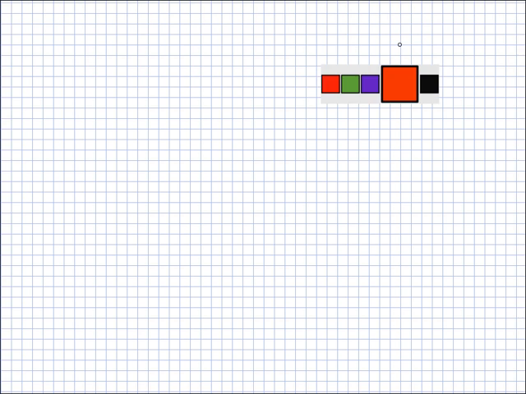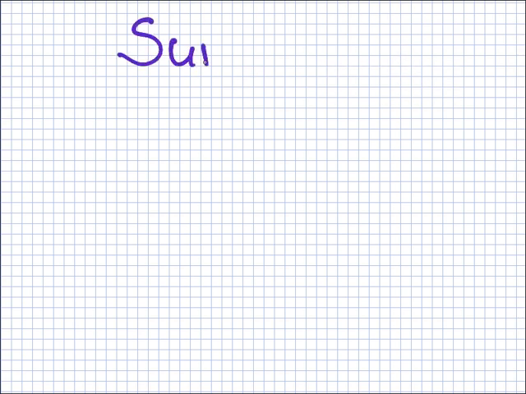Right, now we're going to have a look at surds. Does anybody know what surds are? Go on. These are roots of numbers multiplied. Roots of numbers.